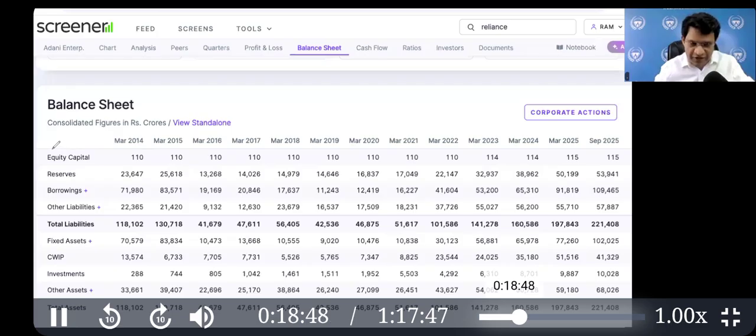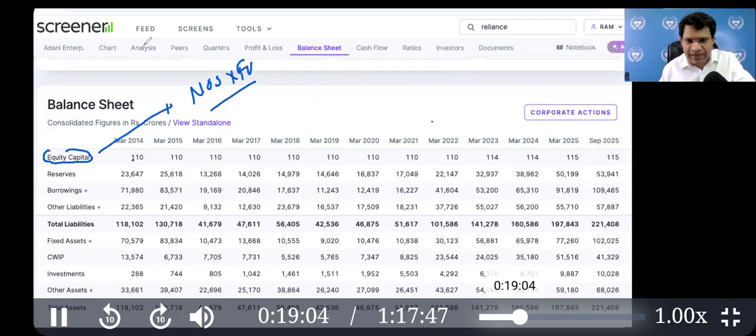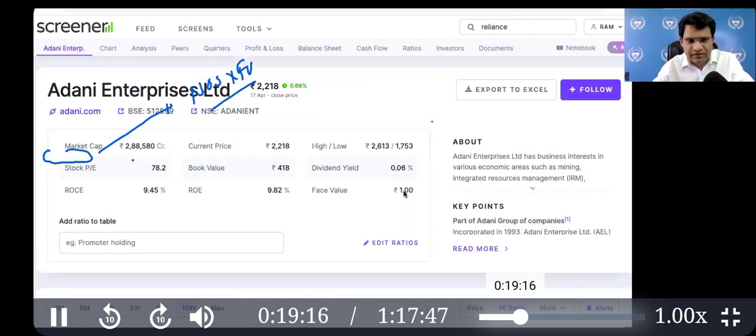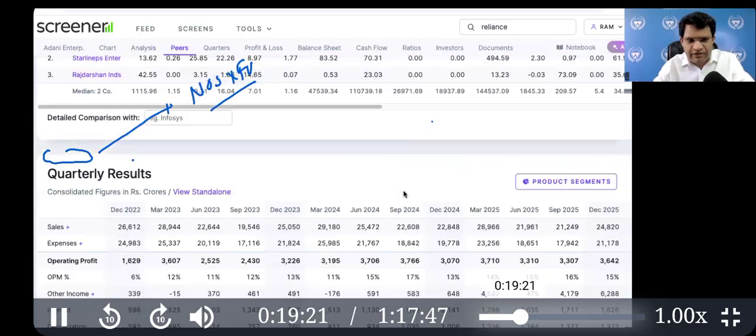If you see the balance sheet, what we check in the balance sheet is always equity. The first line is equity capital. Equity capital is very simple: number of shares into face value. Where will you get the face value? It is available in the annual report. You can search on Google anywhere, or in Screener there is also a face value. See, this face value is 1 rupee.